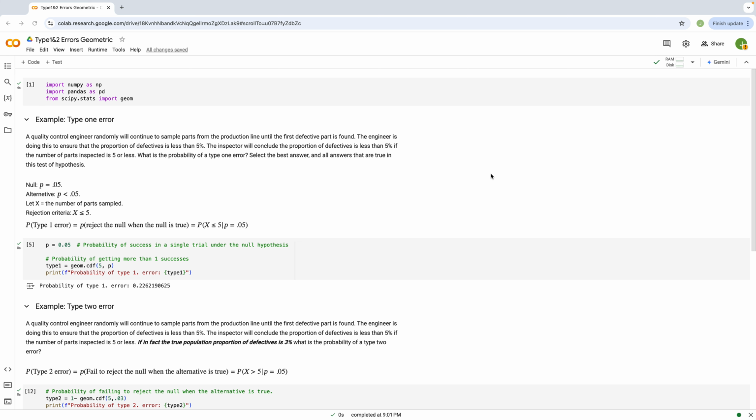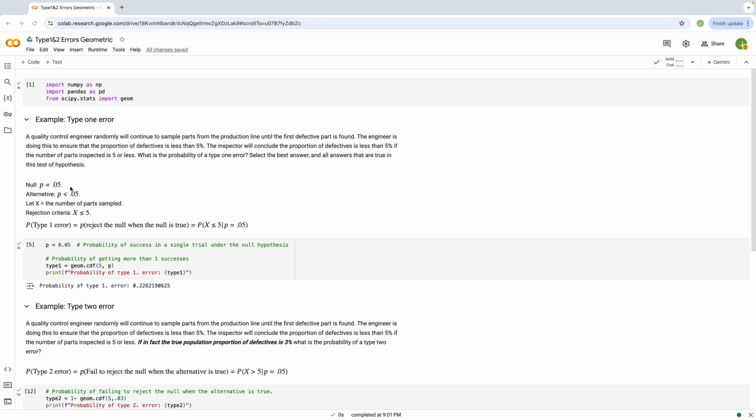The engineer is doing this to ensure the proportion of defectives is less than 5%. The inspector will conclude the proportion of defectives is less than 5% if the number of parts inspected is 5 or less. What is the probability of the type 1 error?